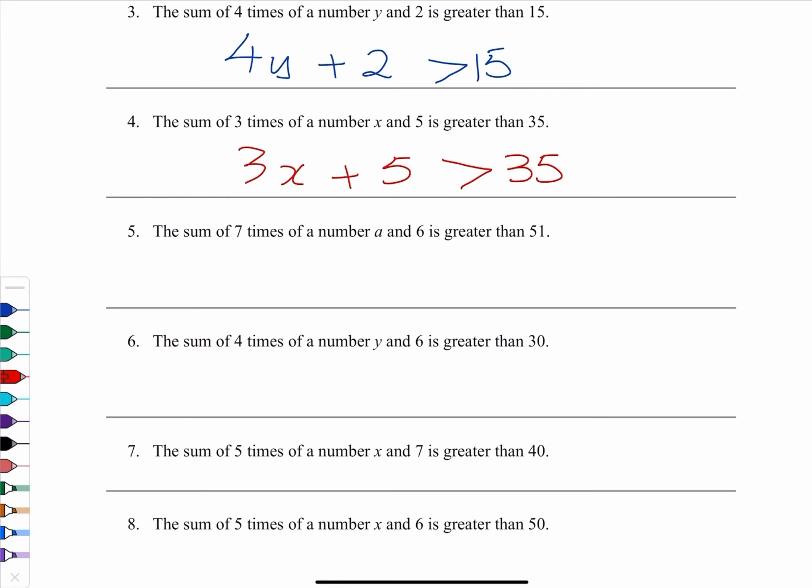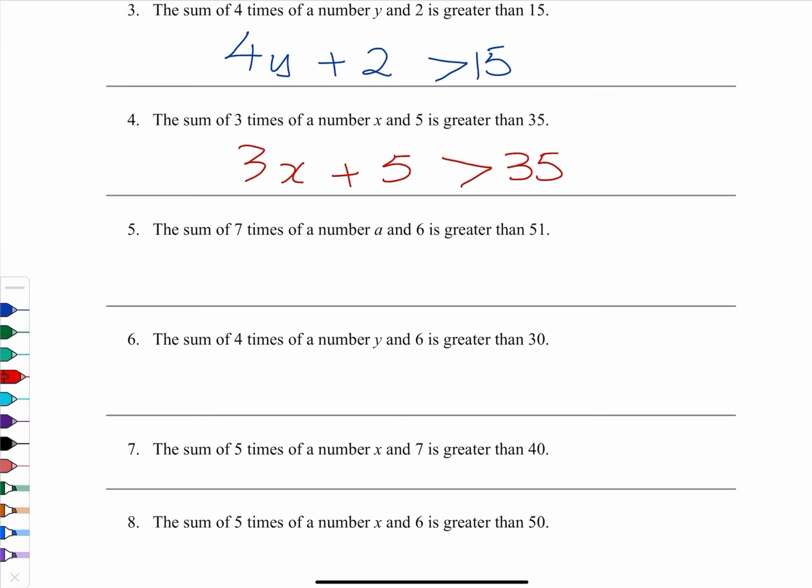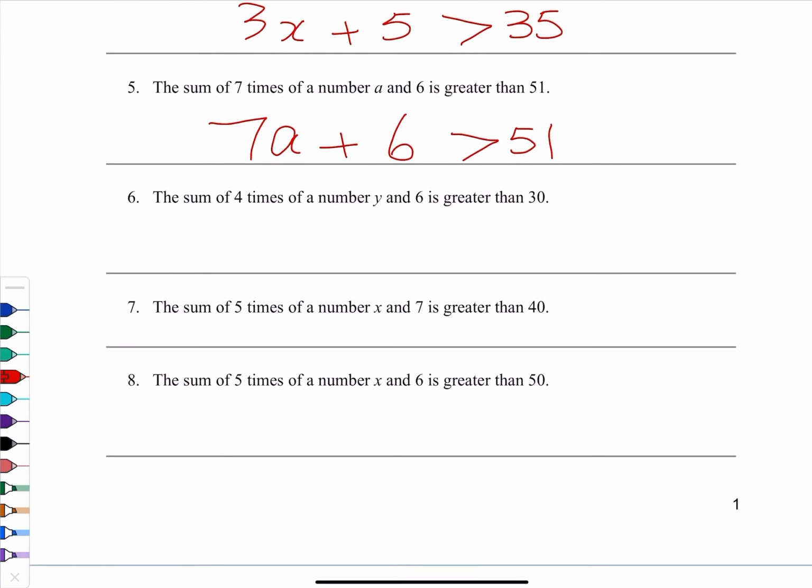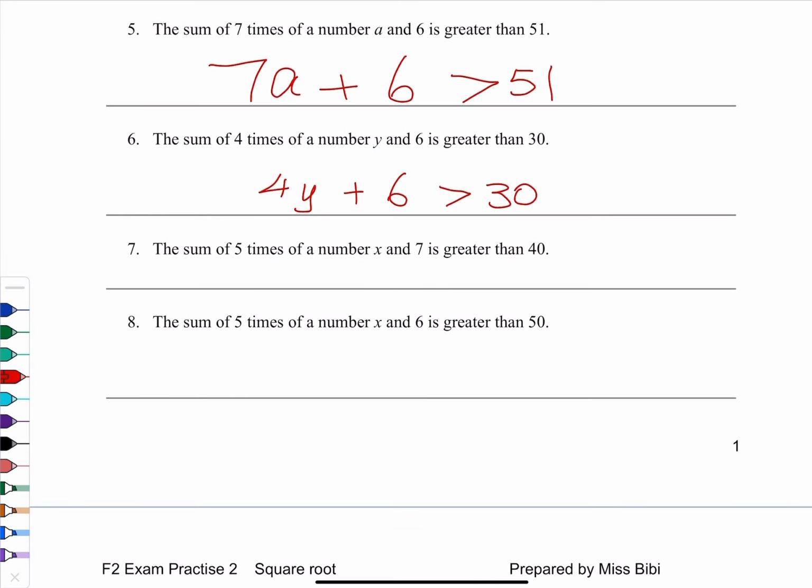Okay, next, the sum of 7 times some number. So 7 times the number a, and 6 is greater than 51. Let's just continue. Sum of 4 times the number y, and 6 is greater than 30. You can always pause the video, try to do it on your own first, and then we continue.